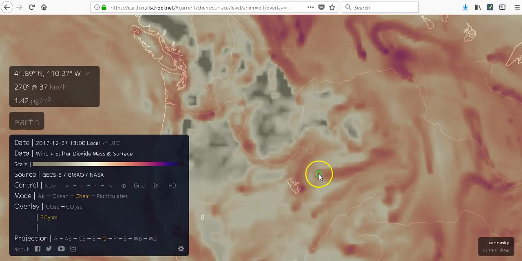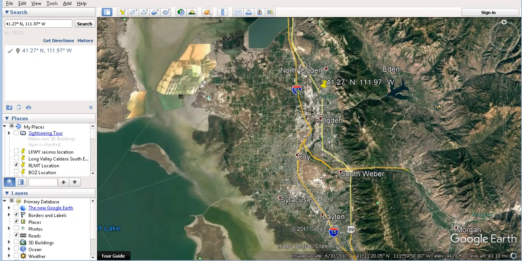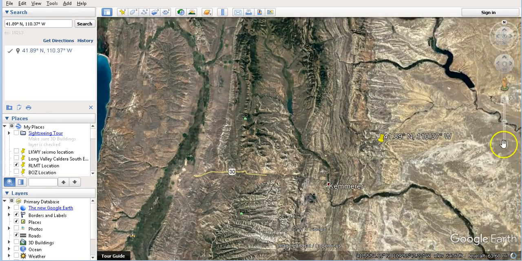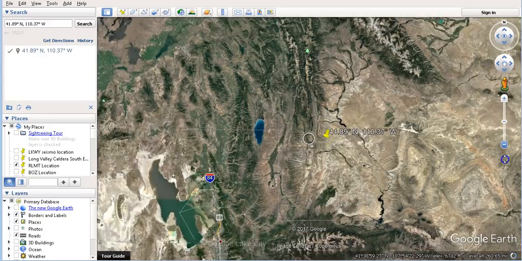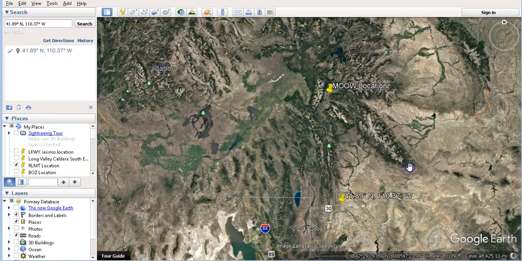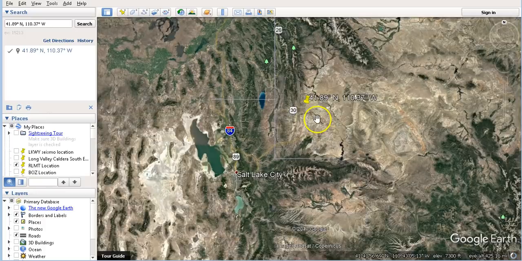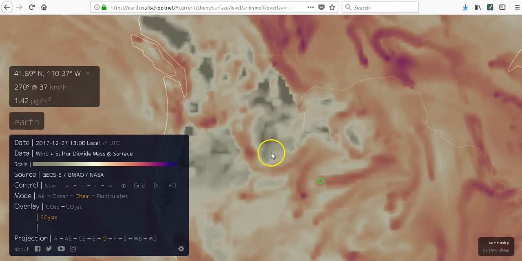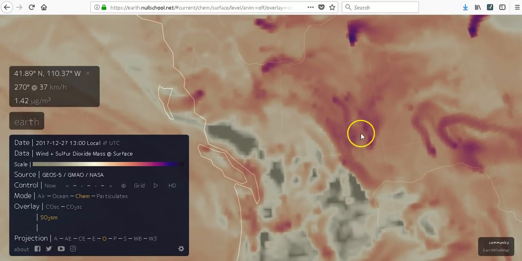Let's see, the other stationary plume was right here, right? So let's copy and go to Google Earth. And paste. Please don't be Soda Springs. Do not be Soda Springs. Okay, where is this? Soda Springs is up here. Okay, so this is about southeast. So that's in Wyoming. I don't see anything in the area. I don't know why SO2 is being released there.